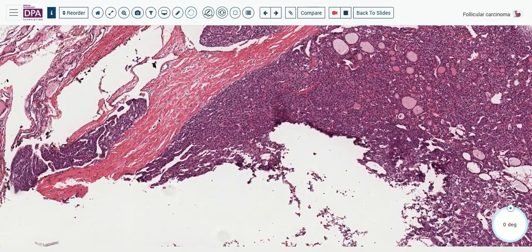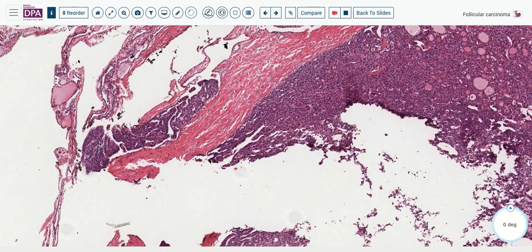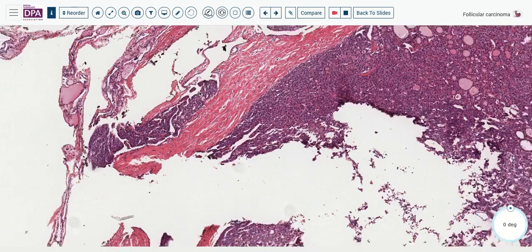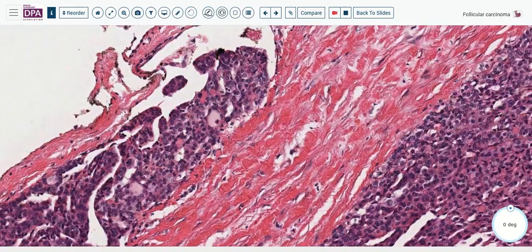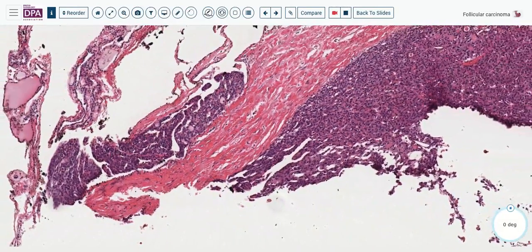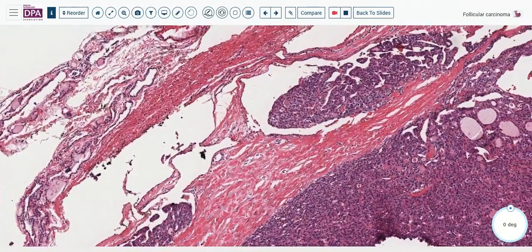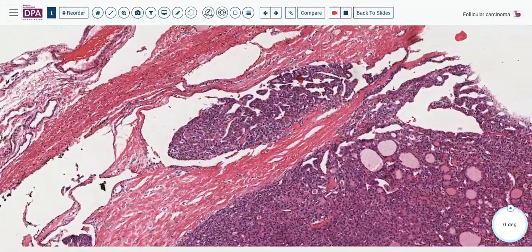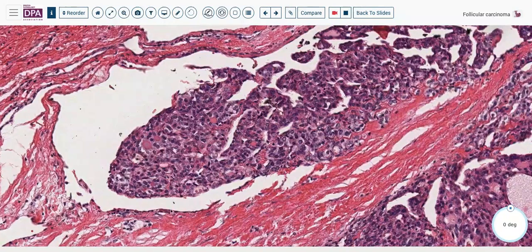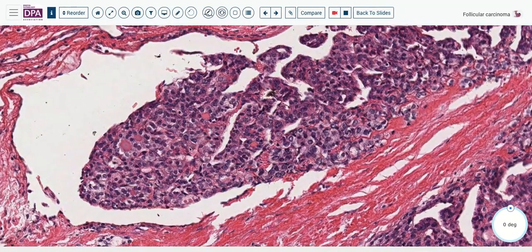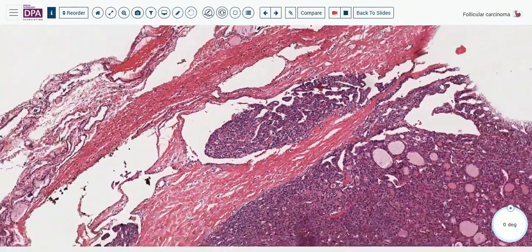I think you'll believe me and say, okay, this is outside of the capsule, and it looks as though we are inside a blood vessel here, or at least could be, but at least this is capsular invasion, if not vascular space invasion. This might be vascular space invasion. We might want to do an endothelial stain, for example, to see if we have endothelia lining this space here and these follicular type cells.